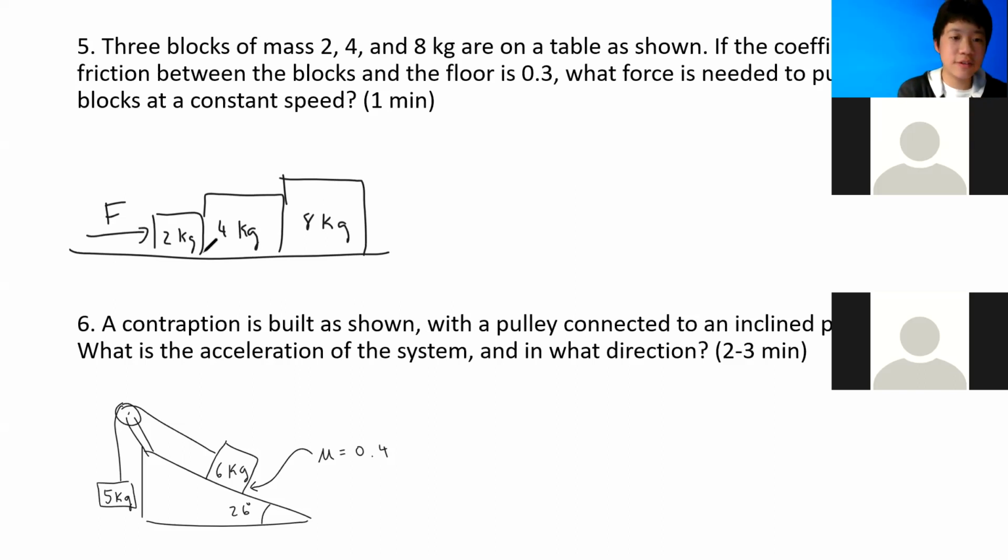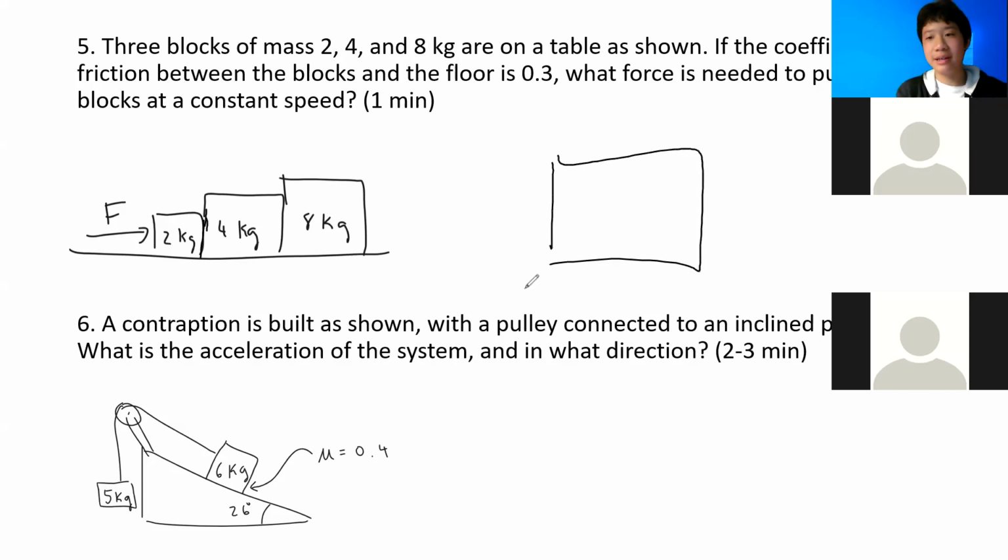So at first, for the first problem, you see that we have 3 blocks here. Wow, that's a lot of blocks. What do we do? Well, since all these blocks are moving together, we can basically consider them as one big mega block of combined mass of 2 plus 4 plus 8, 14 kilograms.